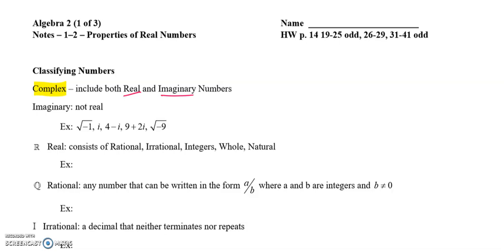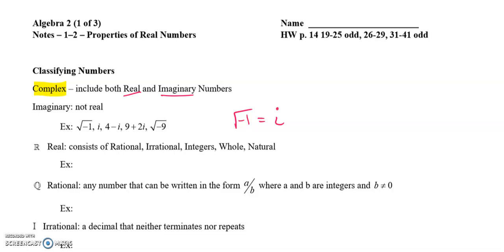Imaginary are not real. Examples include the square root of -1, which is the biggest basis of the imaginary number set. The square root of -1 is equal to i. So i is an imaginary number, and anything plus or minus i or any multiple of i is an imaginary number, and any square root of a negative number, like the square root of -9, is also imaginary.